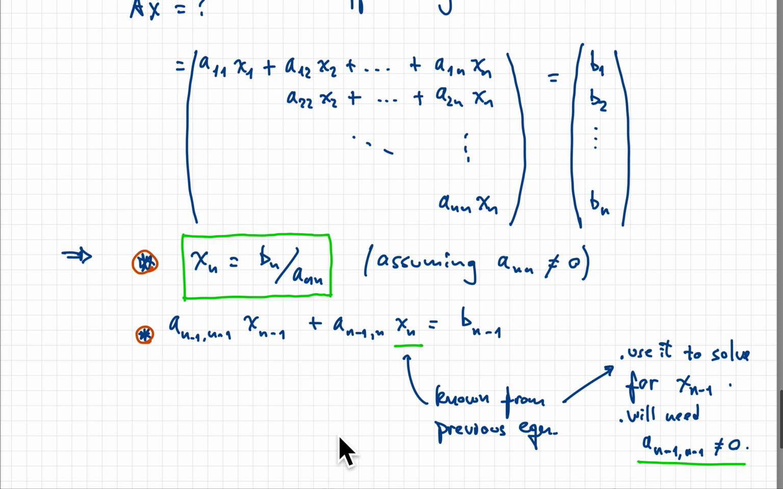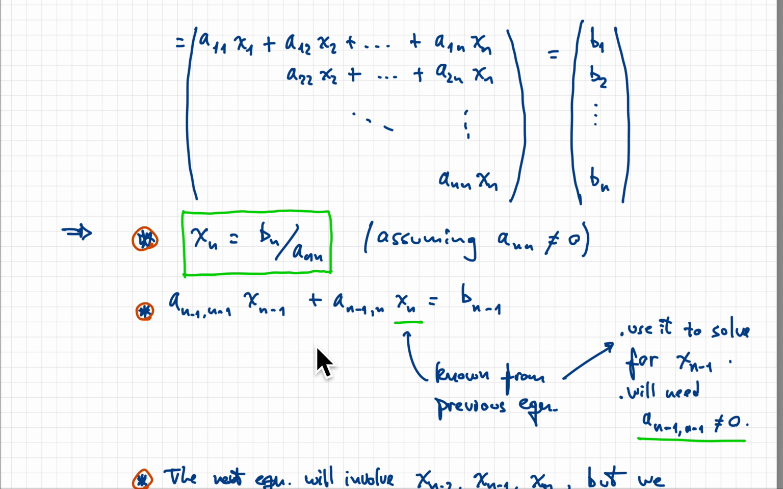This is known, it's given to us, and from here we divide by a(n-1, n-1), and so we put everything on the other side of the equation and we solve for that. Now for that to happen, notice what I just said, we have to divide by this. And so we will need that to be non-zero. Otherwise, again, we run into this issue of degeneracy or inconsistency, and we may have an infinite number of solutions or no solution at all, and so we have to be careful.